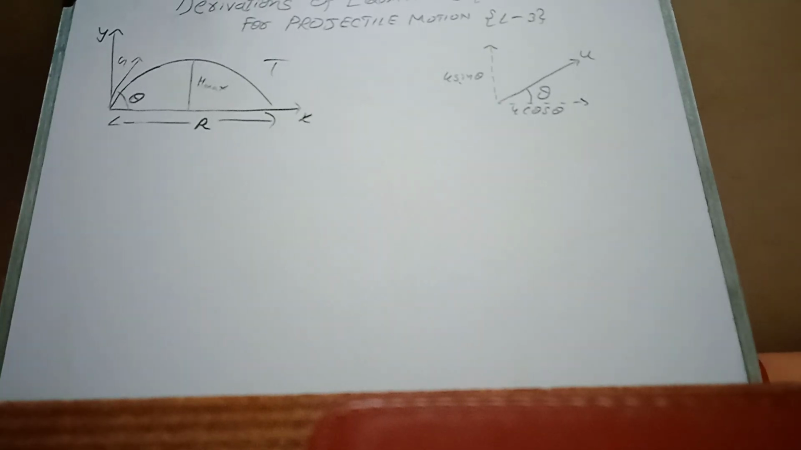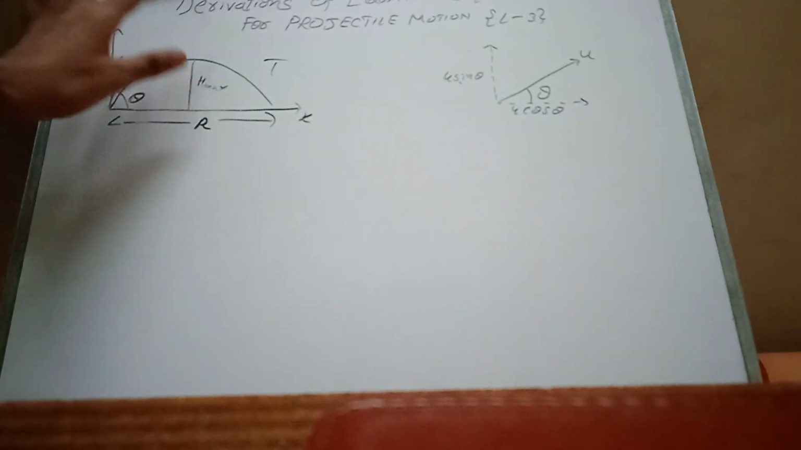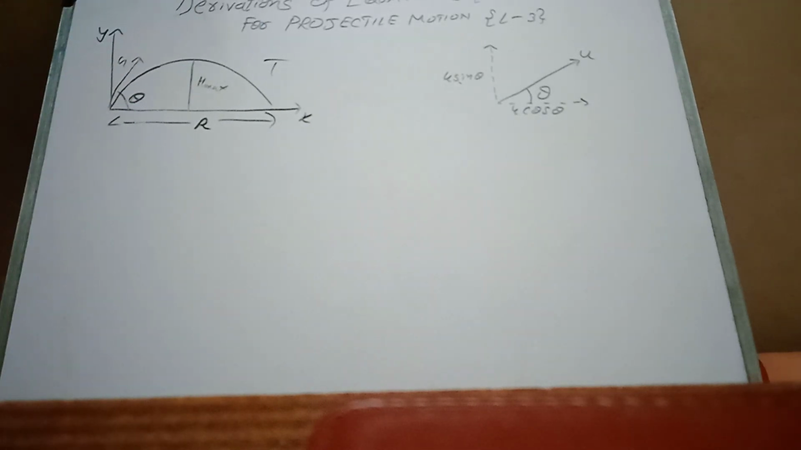So I hope that the first equation, that is the time equation for the projectile motion, is very much clear to you. Now we will proceed to discuss the height, yes, the maximum height attained by the projectile. So its equation we have to derive. So let us derive the equation for the maximum height.